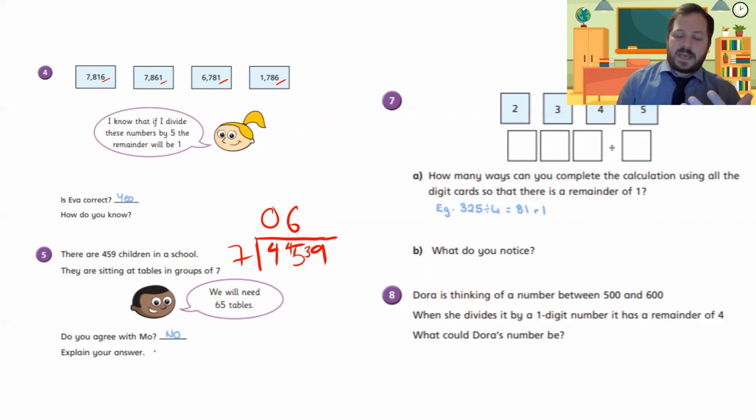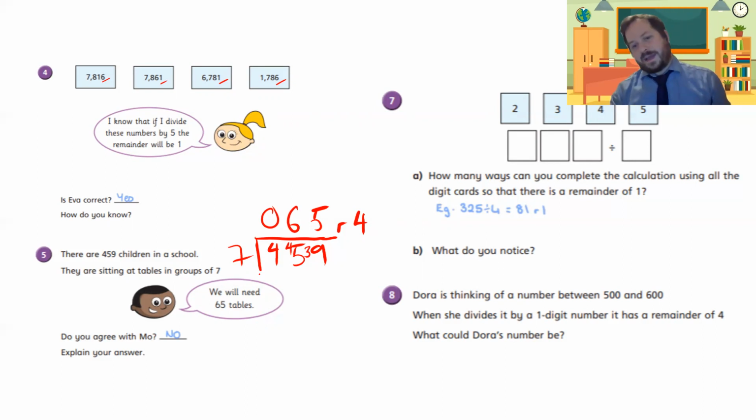Then we go through again and we get all the way up to 35, which is 5 times. But we have some left over. We've got 4 children without a table. Again, we can't have people in class not sat at a table, so we do need to make sure that table is there for those children. That remainder means we'd need that additional table. So we actually need 66 tables in order for all the children to sit down.